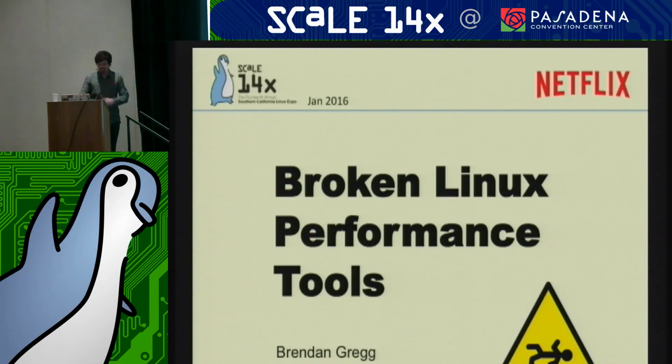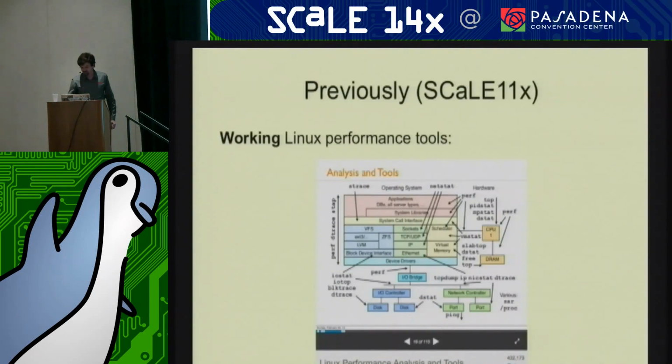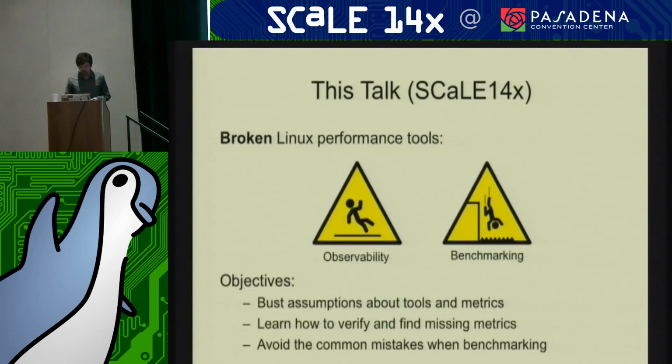And we're here for broken Linux performance tools. Previously at Scale, I covered working Linux performance tools, and I also drew this diagram to show where the tools provide observability, which is quite popular. This is a complementary talk. This is about broken Linux performance tools, particularly observability and benchmarking.